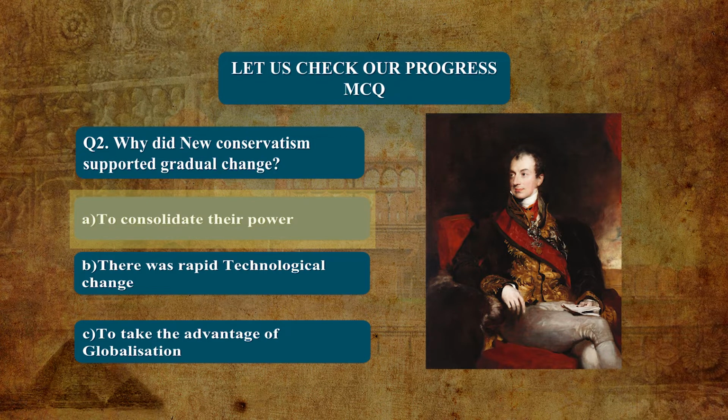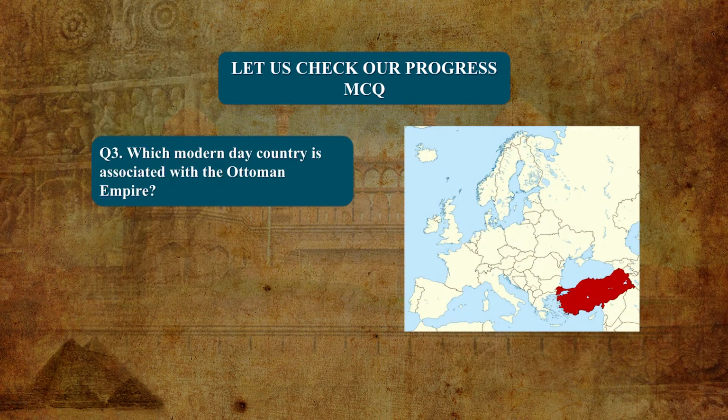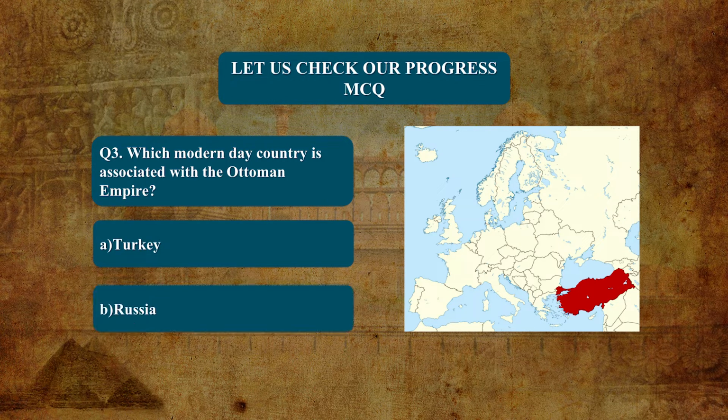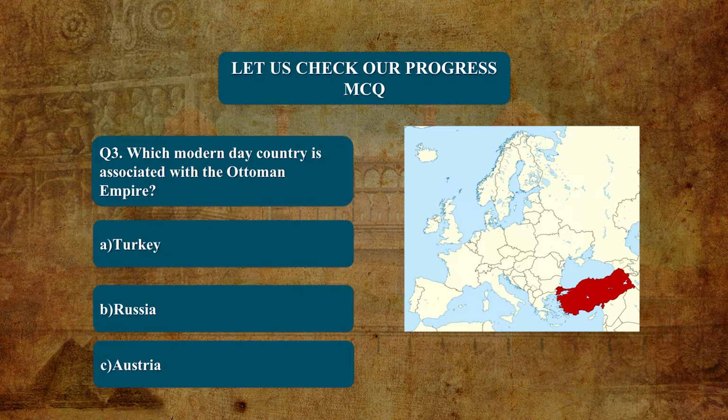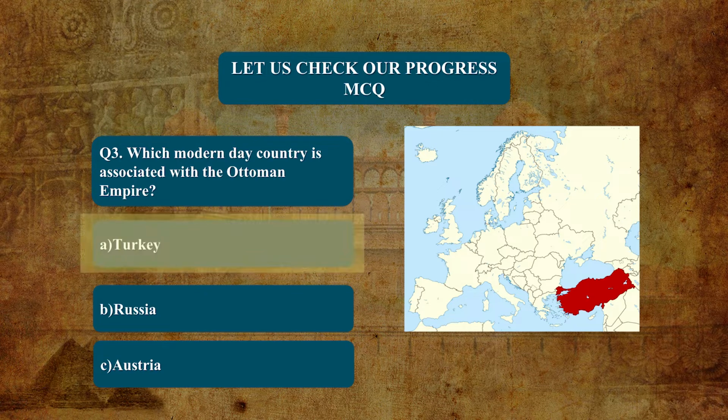Moving to the next question, which modern-day country is associated with the Ottoman Empire? And on the map you can check, it is highlighted with the red color. Option A Turkey, B Russia, C Austria, and the correct answer is Turkey.